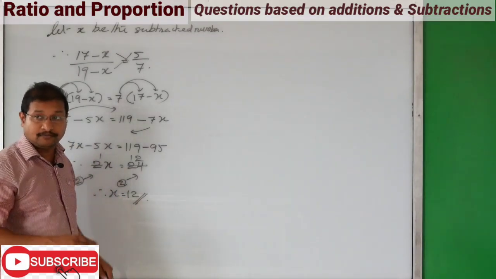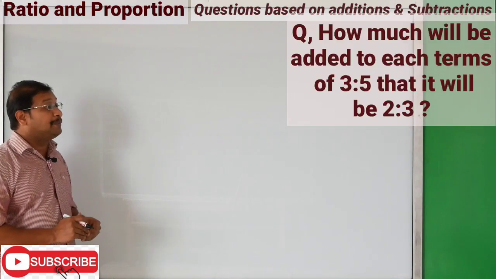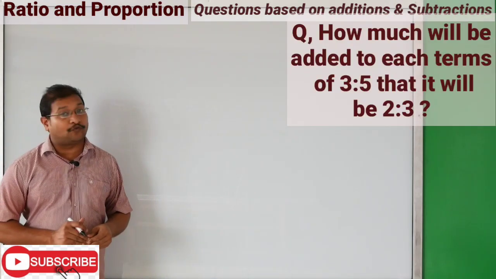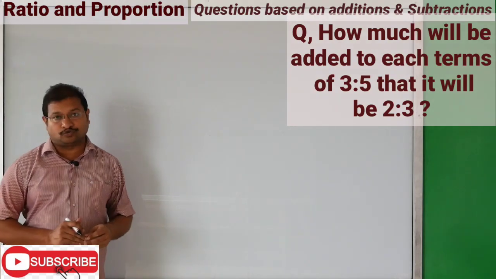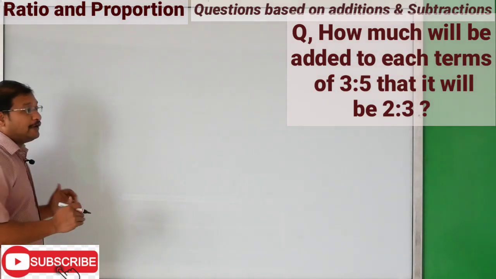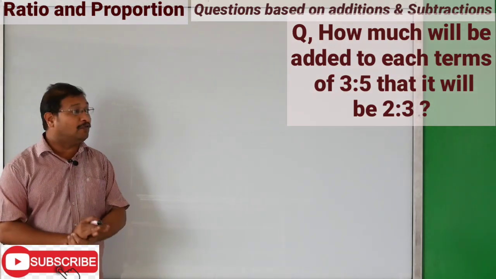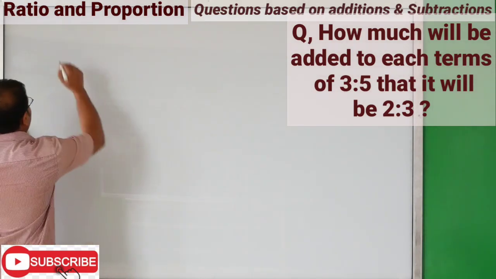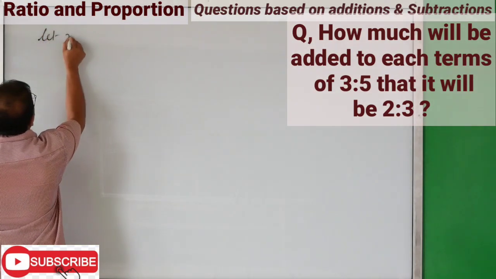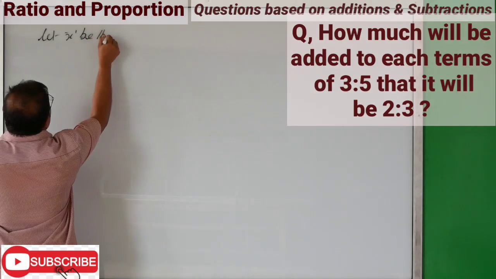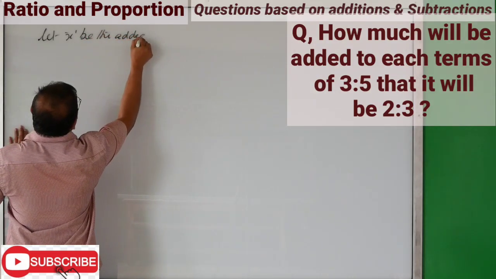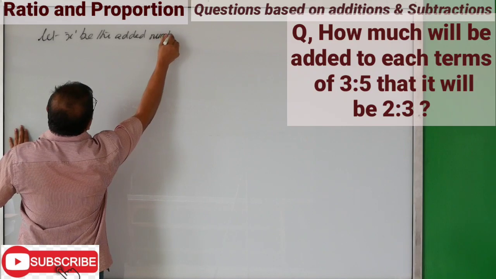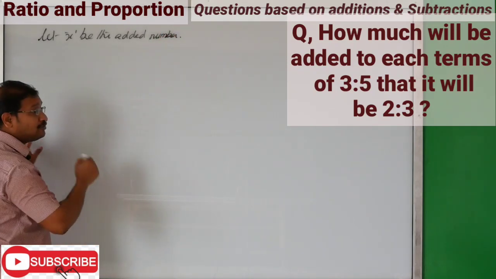Let us see the next question. I'll read the question once. How much will be added to each term of 3:5 so that it will be 2:3? Of course, we have to find out how much will be added to each term of 3:5. That means we are taking, let x be the added number. Ready?